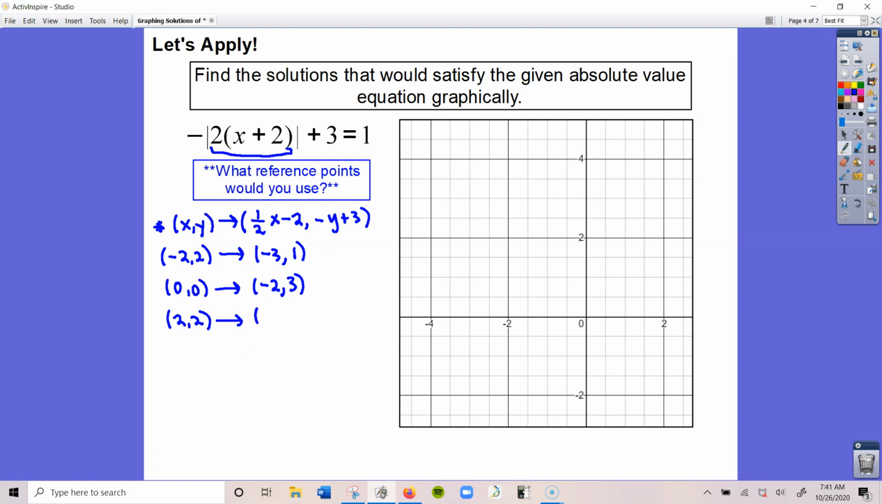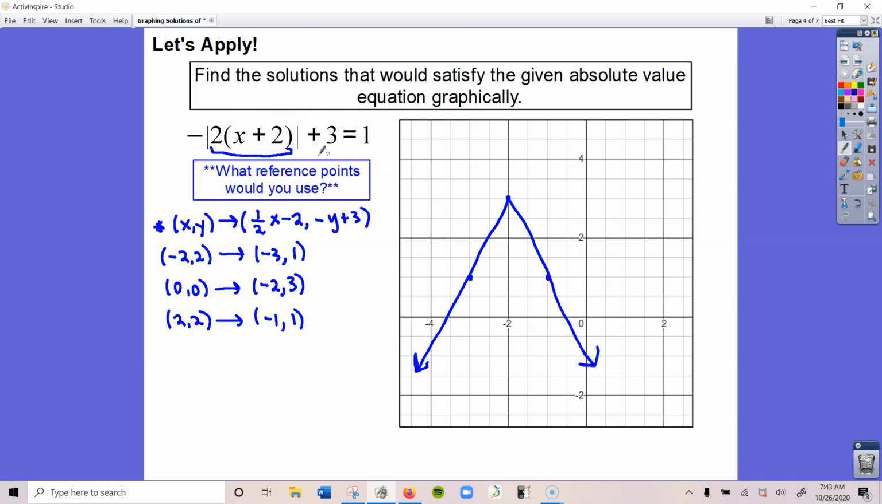Lastly, when you plug in 2, half of 2 is 1, and 1 minus 2 is negative 1. And negative 2 plus 3 ends up with 1. So these are my new points, and now I'm ready to graph. We have the points negative 3, 1; negative 2, 3; and negative 1, 1. From here, I'm good to connect. Remember, absolute value is a V. And this is my graph.